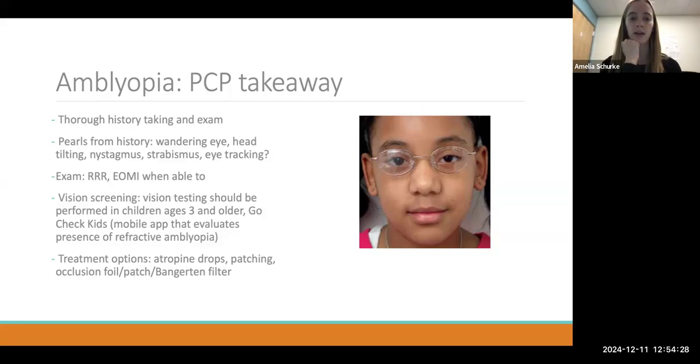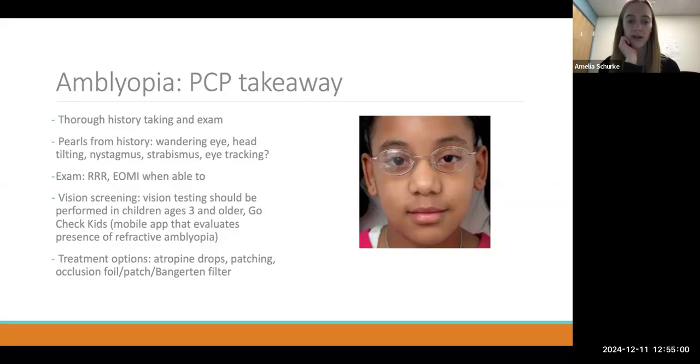And then there are different causes of amblyopia. One of them can be refractory. And one way to assess that is to make sure that you're doing a proper red light reflex by dimming the lights in the room and assessing both of the red light reflexes in both of the eyes and making sure that what you're seeing is an equivalent image in your ophthalmoscope.